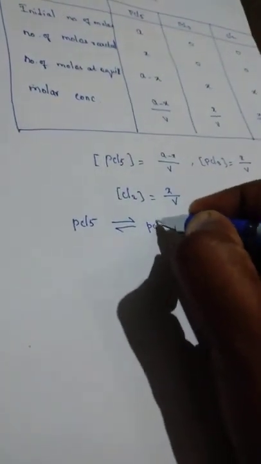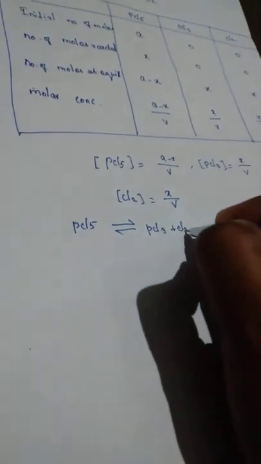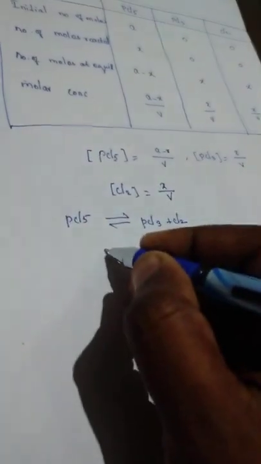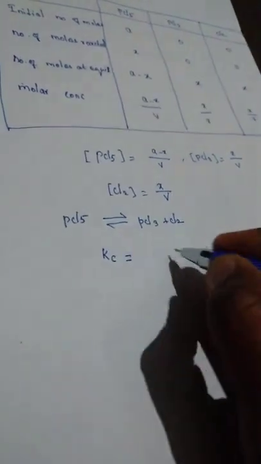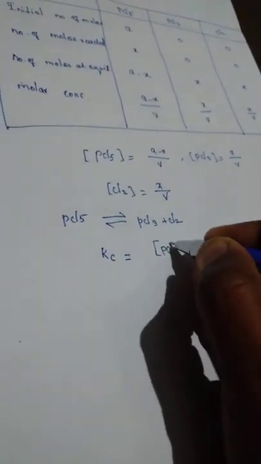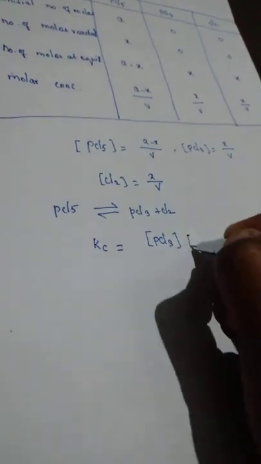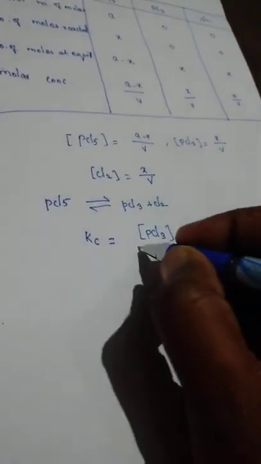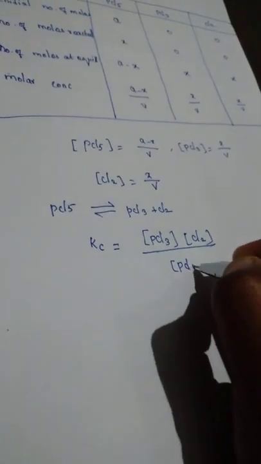Then one more value: concentration of chlorine is equal to X divided by V. Understand? Now you know the equation, just write the Kc formula. PCl5 dissociates to form PCl3 plus Cl2. Here, can you write the Kc formula? Kc is equal to concentration of PCl3 into concentration of Cl2 divided by concentration of PCl5.